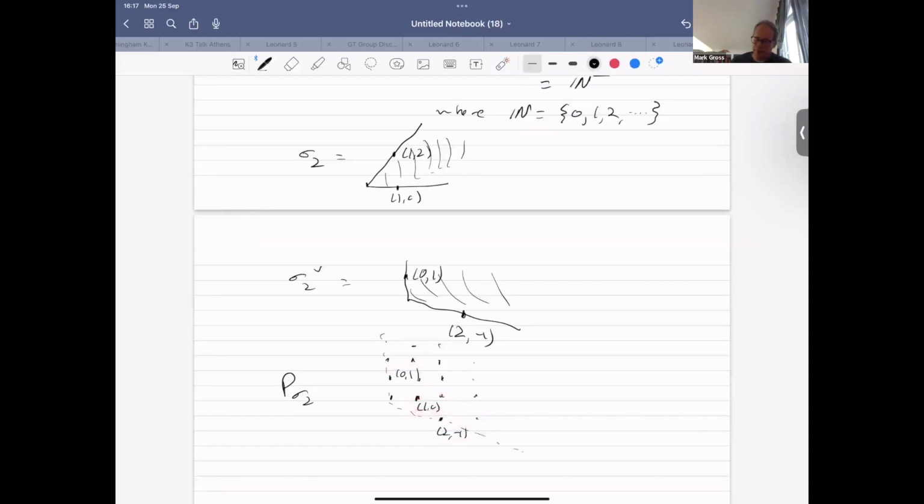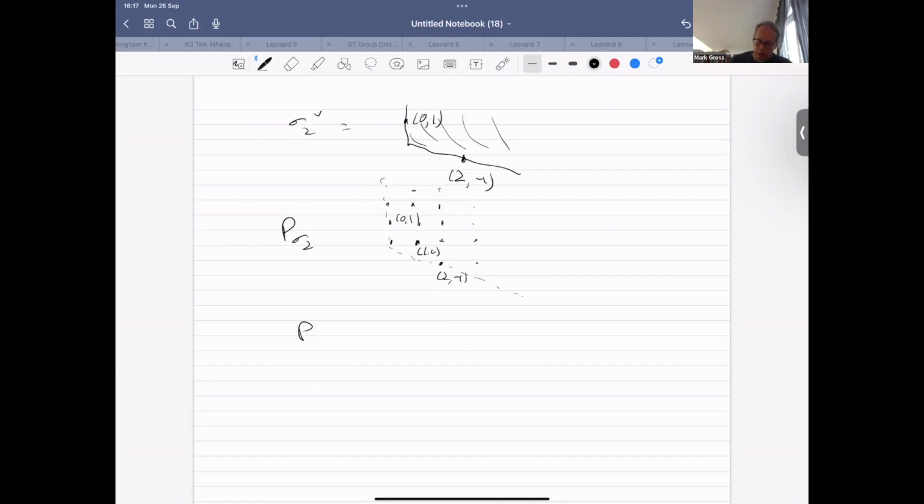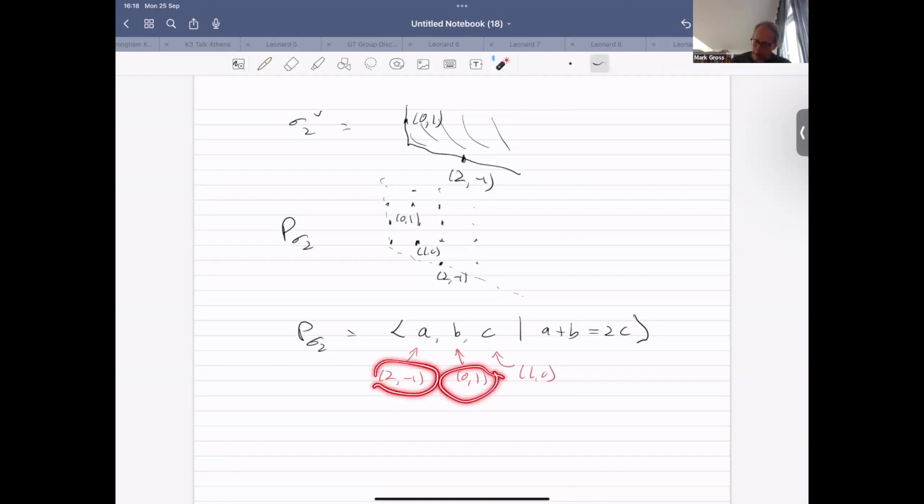So specifically, I can write P sigma 2 as a monoid with 3 generators, A, B, and C, subject to the relation that A plus B is equal to 2C. And here A corresponds to (2, -1), B corresponds to (0, 1), and C corresponds to (1, 0). So you can see that if I add A and B, I get (2, 0), which is twice C. And that's the one relation. It turns out that there are no further relations in this monoid.